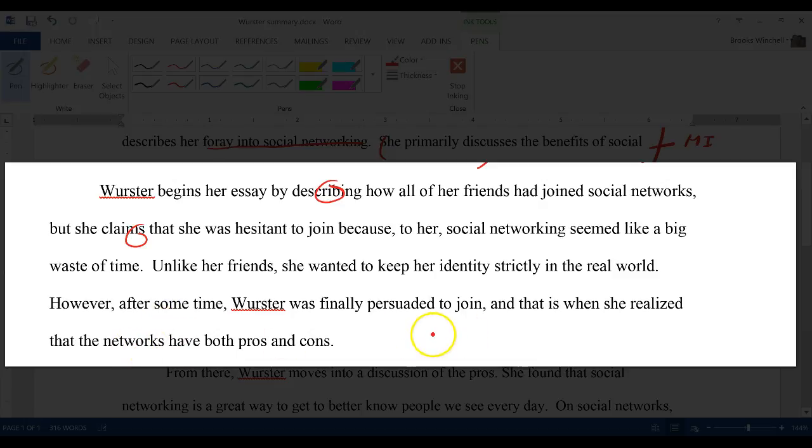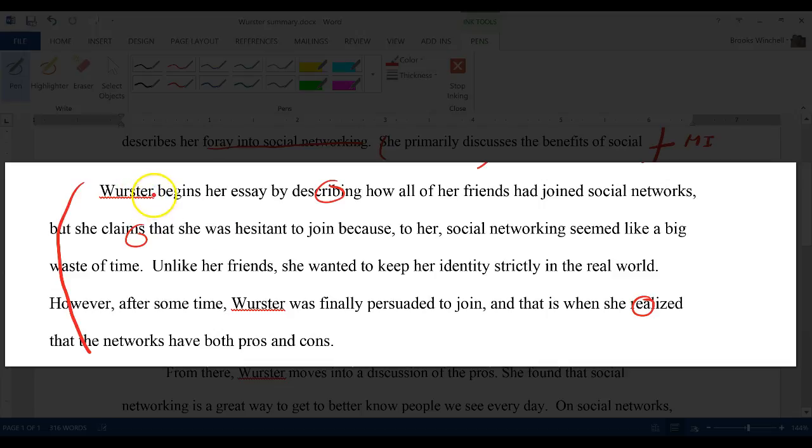So here, this little paragraph is describing the two paragraphs in the longer article where Worster talks about her resistance to join, but then how she finally gave in and did join. I think the author here captures that part pretty well. I circled a few words. Notice that this author also doesn't use says. She uses describes. She uses claims. She uses realized instead of says.